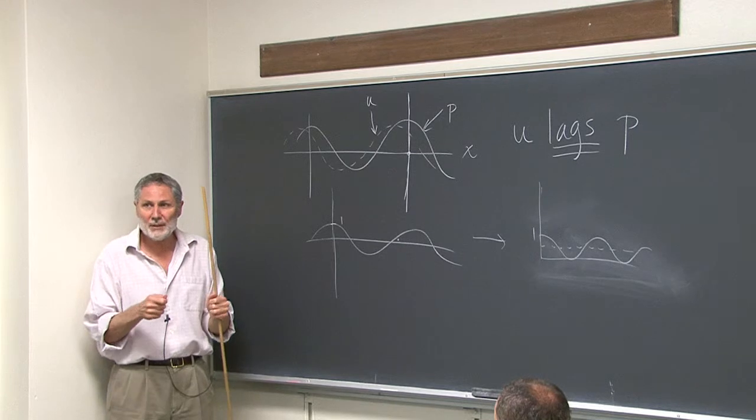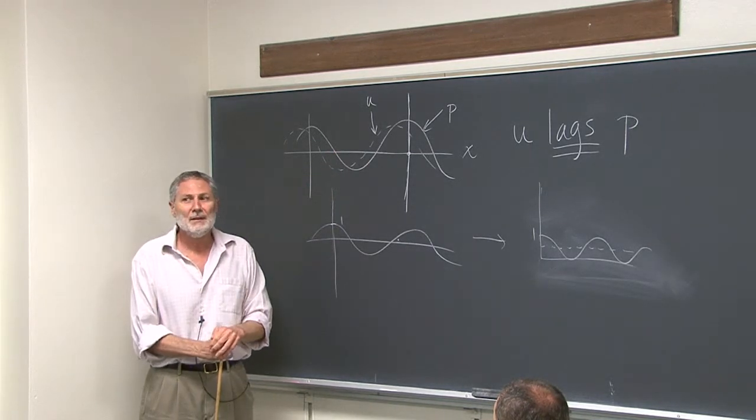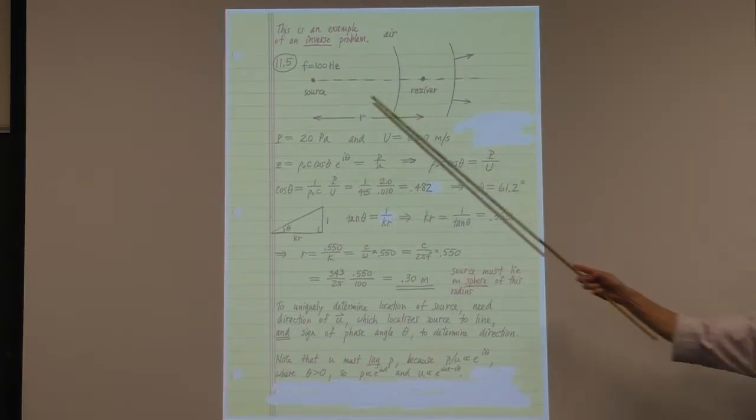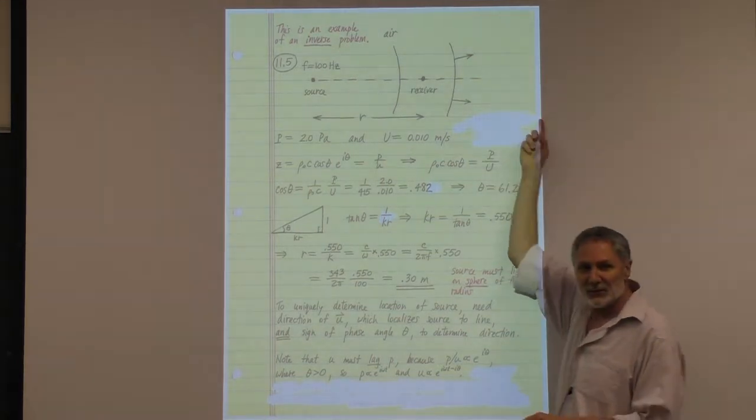And with my transducers, if I see u lagging p, then we can conclude that the source is here. But I may not see that. The other possibility is that we see p lagging u. In that case, what do you think is happening here? We need the sources on the other side.